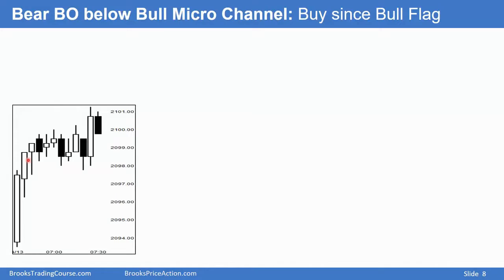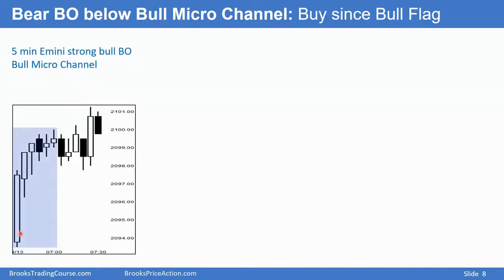1, 2, 3, 4, 5, 6 bars without a pullback. We finally have a pullback. So it's a 6-bar bull microchannel, and it has a couple pretty strong bull bars. Chances are traders will buy the first reversal down. And this becomes a bull flag. 3 pushes down, 1, 2, and then 3.